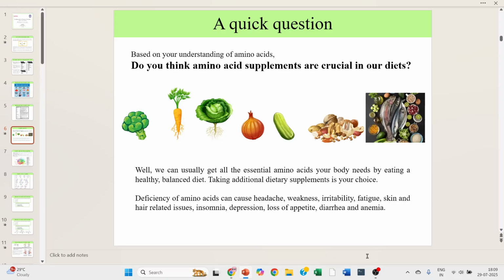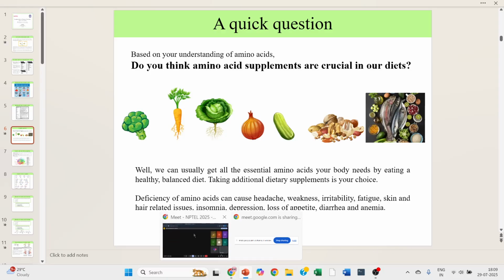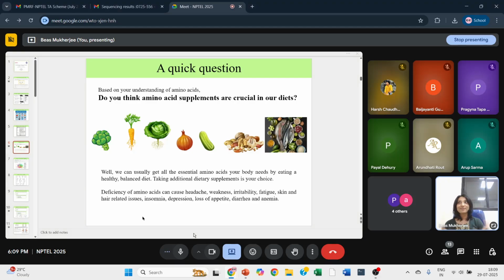Now, there is this quick question for you. Everybody is very concerned about all of these protein supplements and amino acid supplements, right? So, according to you, do you think amino acid supplements are required by our body, or is it just a marketing gimmick? So, what do you think?